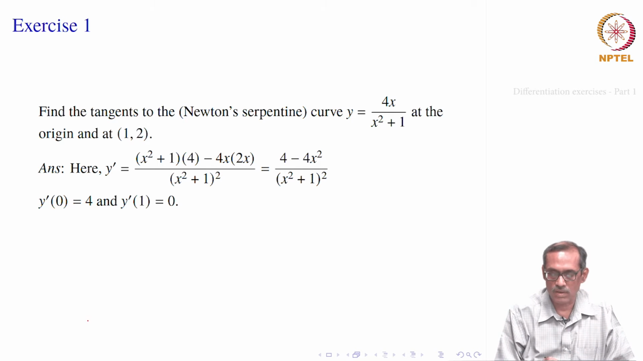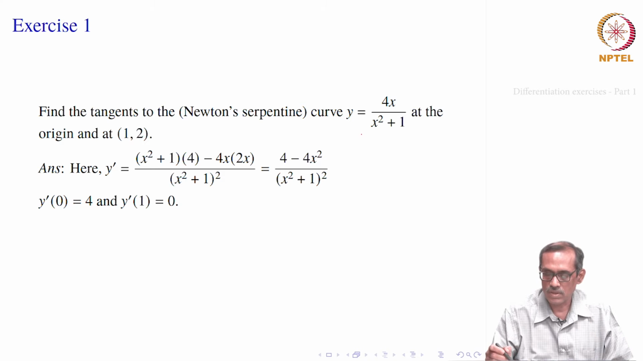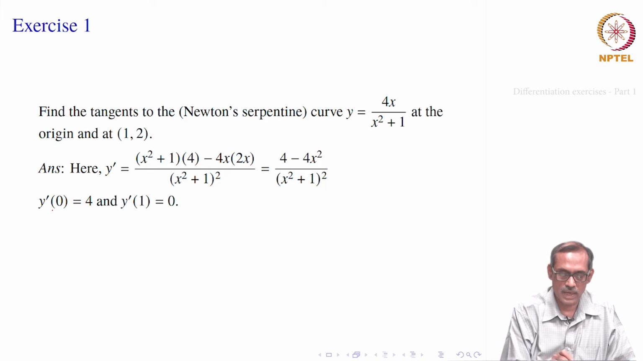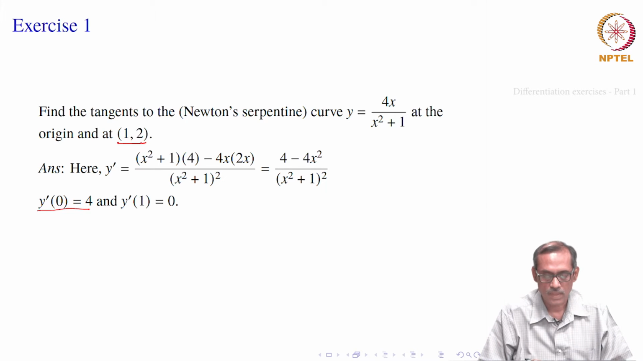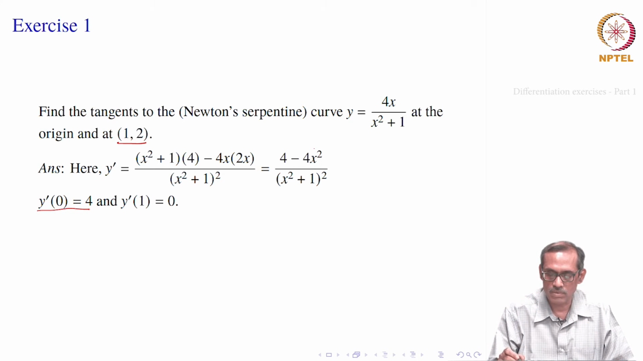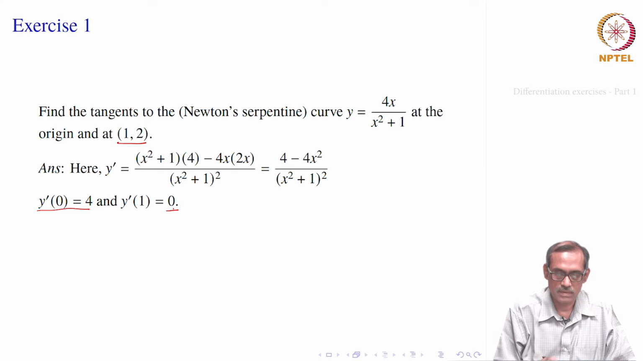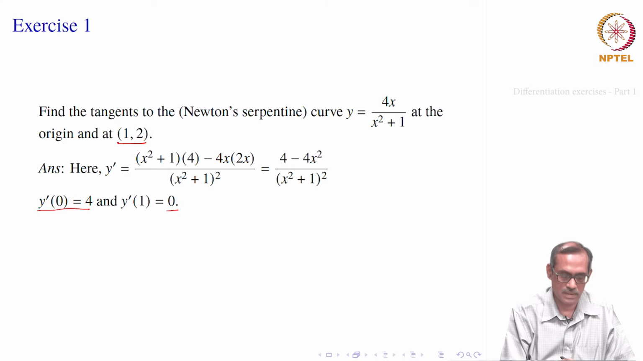So, when you evaluate this at the origin, x will be equal to 0. Once you substitute x equal to 0, in the numerator we get 4, denominator becomes 1. So, y prime at 0 equals 4. Similarly, when you take x equal to 1, because we want the point (1, 2) also, y prime at 1, substitute x square equal to 1, that gives you 0. So, these are the slopes. When y prime equals 0, that means it is parallel to the x axis at (1, 2), and here the slope is 4 at the origin.